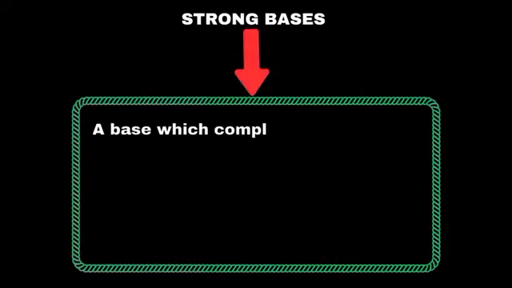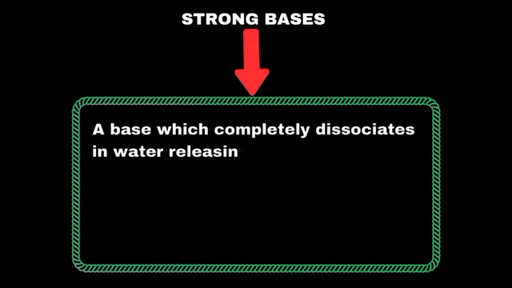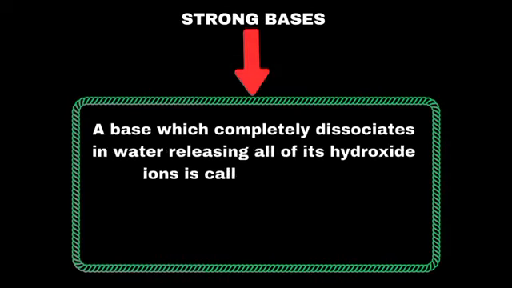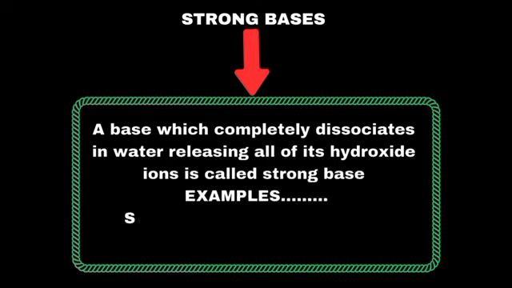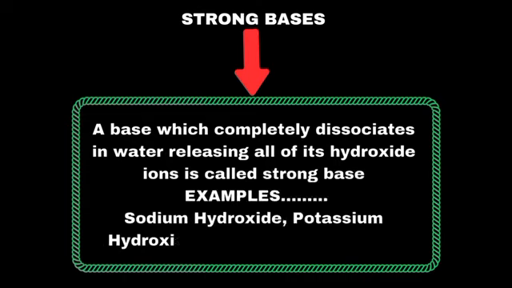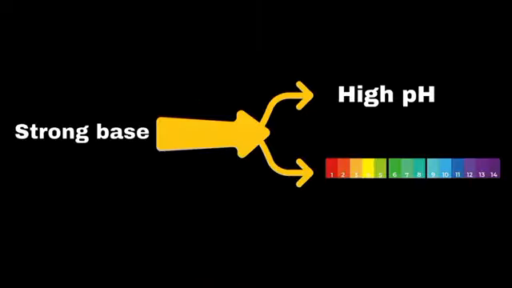A base that completely dissociates in water, releasing all of its hydroxide ions, is called a strong base. Some common examples of strong bases are sodium hydroxide, potassium hydroxide, and calcium hydroxide. A strong base in solution has a high pH, often close to 14.